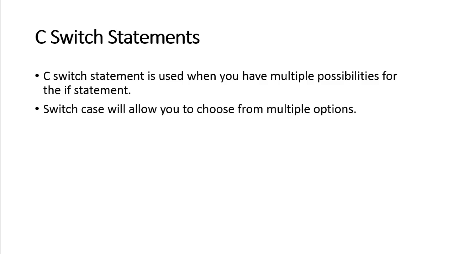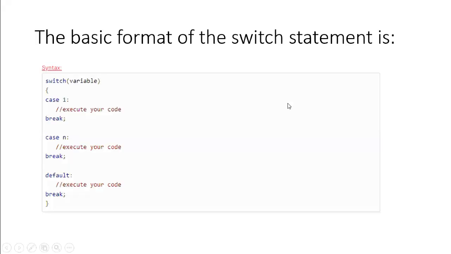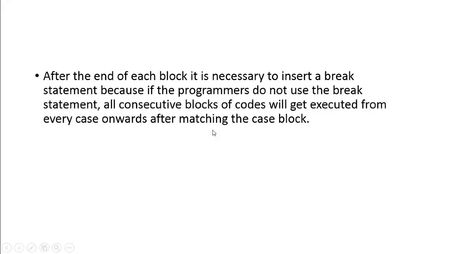So assume that there is a set of possibilities. Out of the set of possibilities, using the switch statement you are allowed to select one. That is the main target of C switch statements. This is the basic structure: switch variable, case 1, execute your code, break, case n, execute your code. We'll go to an example and understand it.